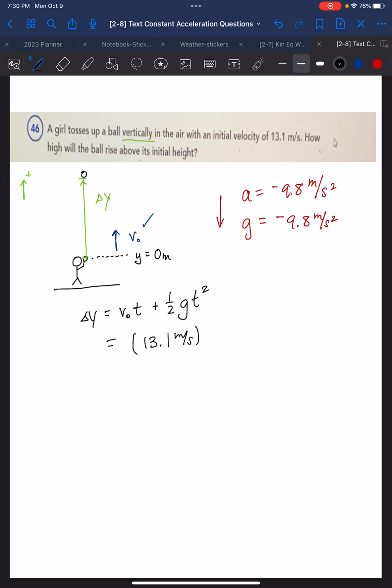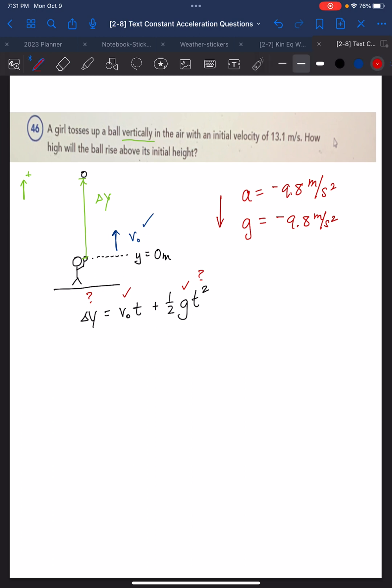Okay. Going back for a moment. Looking at this equation, we know the initial velocity, we know g, but we don't know time, and we don't know displacement. This is starting to not look like a very good idea to use this equation. What other equations could we use?